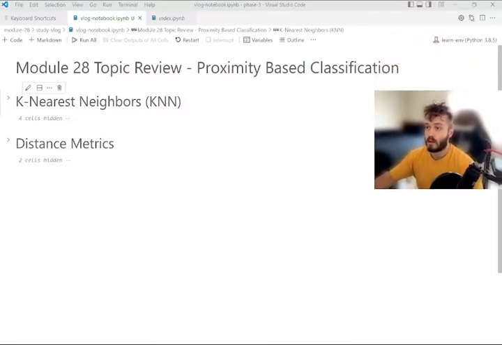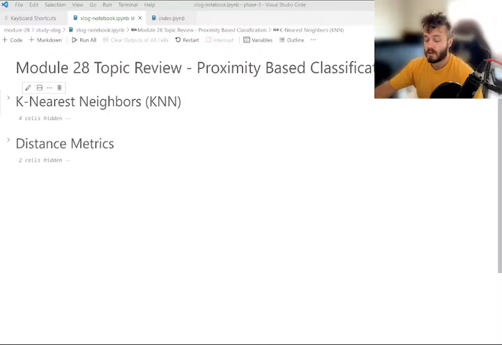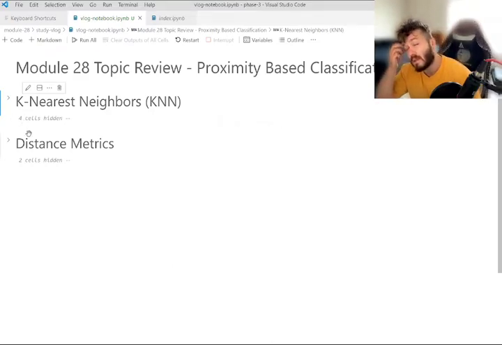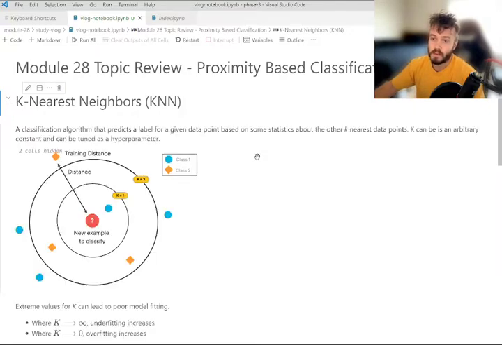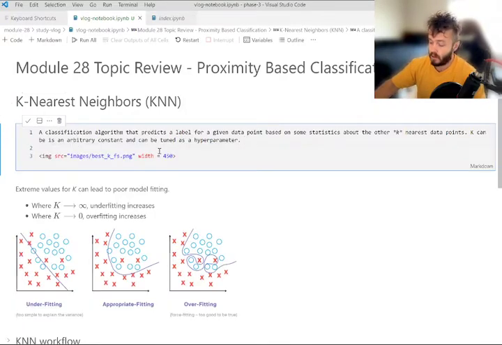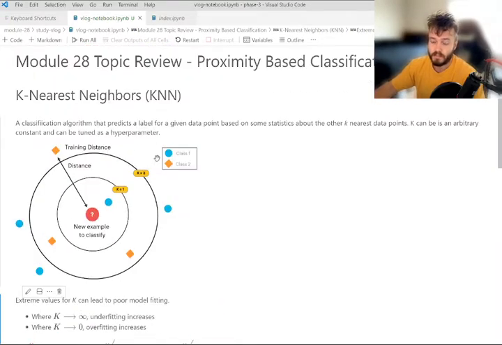I'm kind of blocking it there, but you can see that it says classification. So the last module we talked about decision trees and regression trees and that sort of thing. This module is a little similar in the sense that we're talking about classification again, but a different type of classification model. This one is called KNN, or K nearest neighbors.